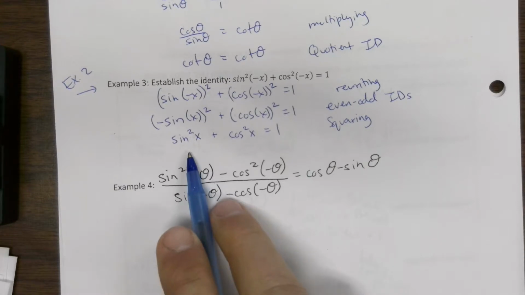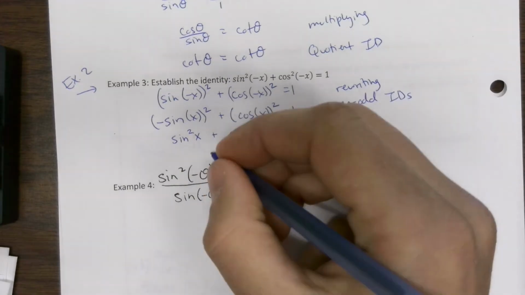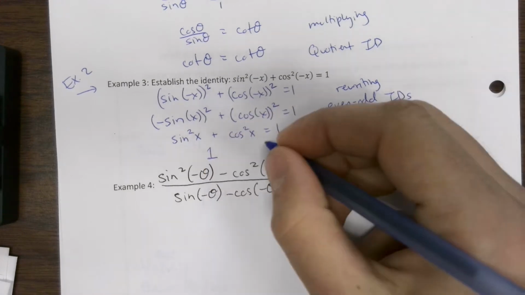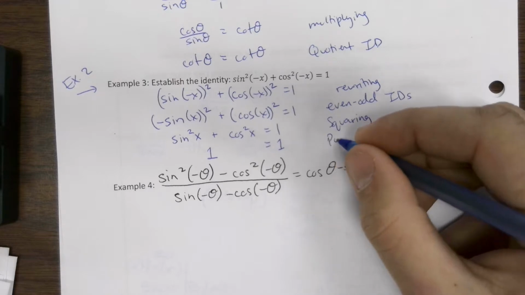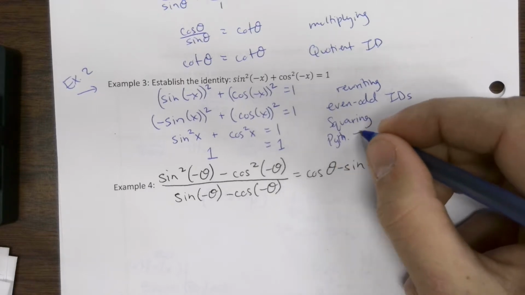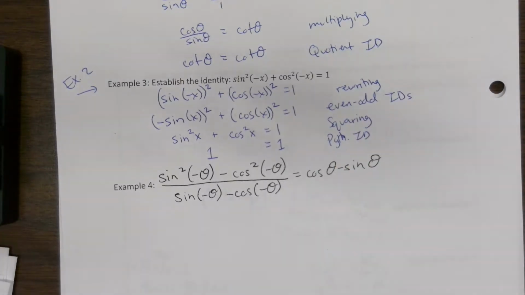And lastly, now I have my Pythagorean identity. So sine squared x plus cosine squared x just equals 1. And that equals 1 on this side. So this is Pythagorean identity. So there you have it. There's that one.